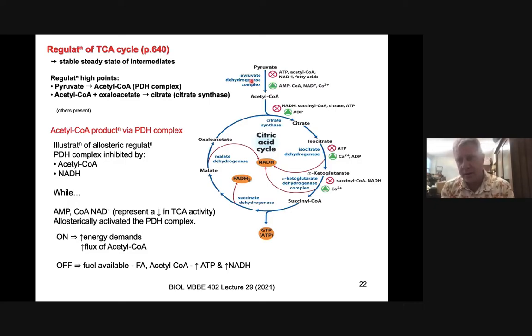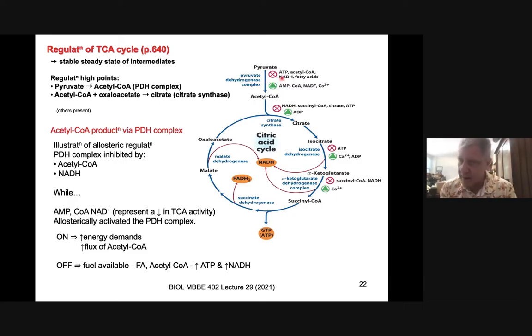We also have the acetyl-CoA. If we're producing enormous amounts of acetyl-CoA and not matching it with oxaloacetate, we're going to see an increased concentration of acetyl-CoA, which in turn will prohibit its further production by allosterically modulating the pyruvate dehydrogenase complex. So again, acetyl-CoA is also a negative regulator on the pyruvate dehydrogenase complex.